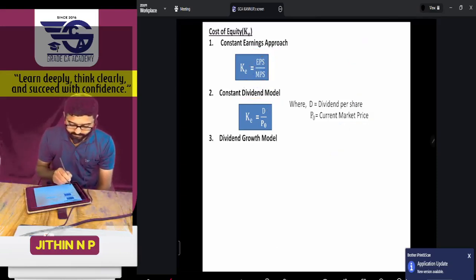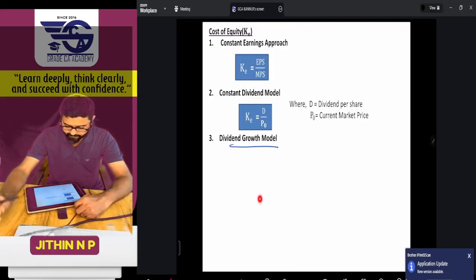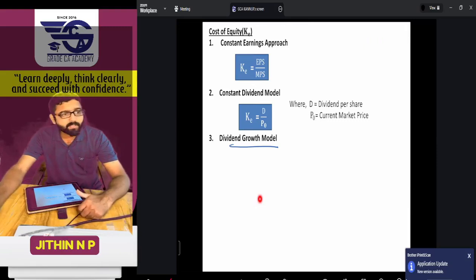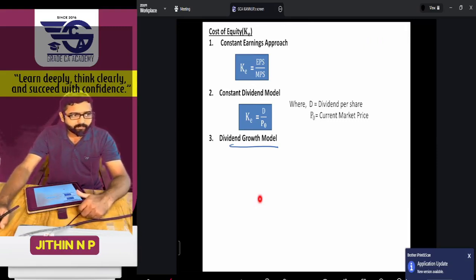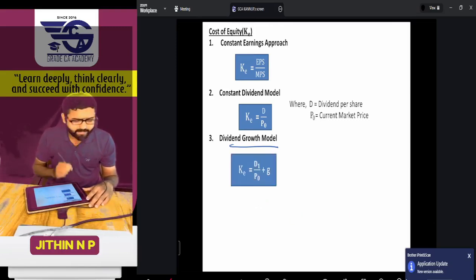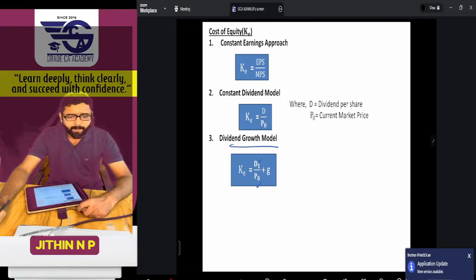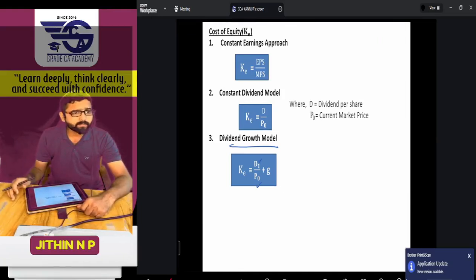Next method, an important method, the dividend growth model. This method we will discuss again in the dividend decision chapter. Most of the concepts we will discuss from here itself. Under the dividend growth model, K is equal to D1 divided by P0 plus G. What is D1? Expected dividend. What is G? Growth rate.